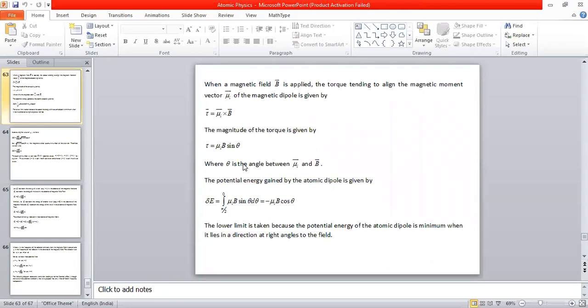Okay. So the expression for the change in the potential energy. Before applying the magnetic field there is one potential energy, and after turning on or applying the magnetic field there is another potential energy. That final potential energy minus the initial potential energy is the change in potential energy, which I am writing as delta E. So the change in potential energy delta E of the electron, because of the interaction of its magnetic dipole moment with the external magnetic field, is given by integral mu L B sin theta d theta.